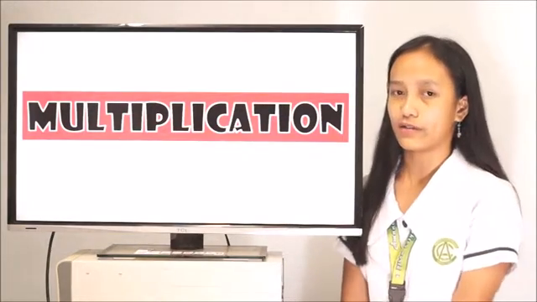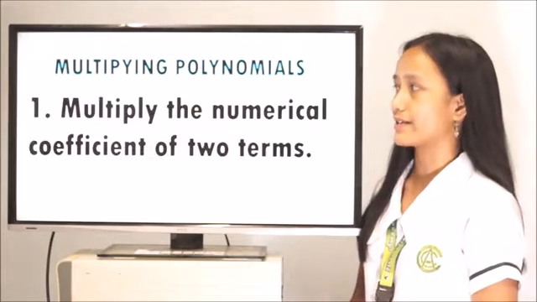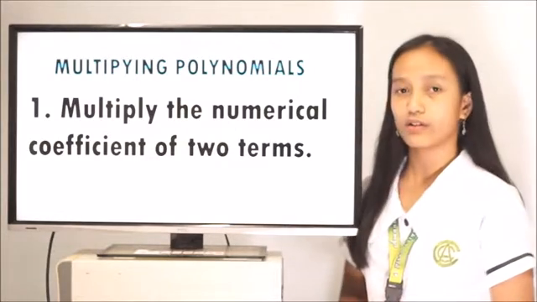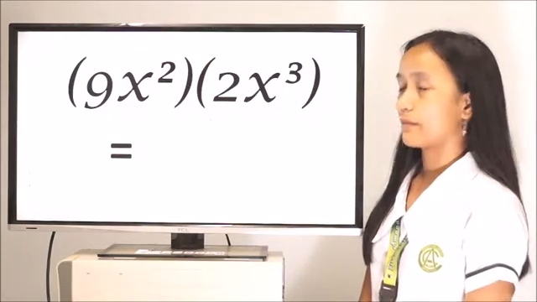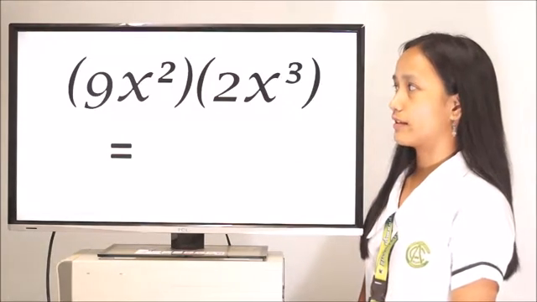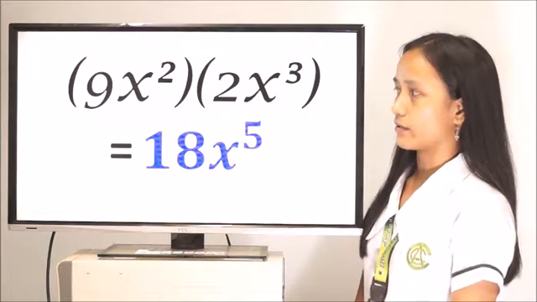The third operation is multiplication. In multiplying polynomials, we multiply the numerical coefficients of two terms and we add their exponents. Example, 9x squared times 2x cubed is equal to 18x raised to 5.